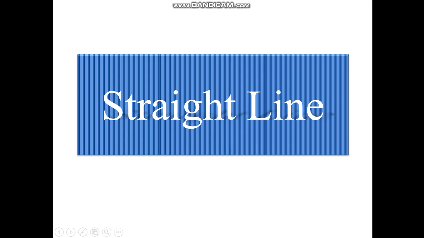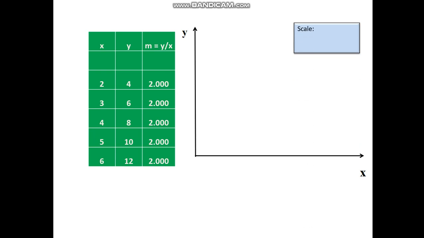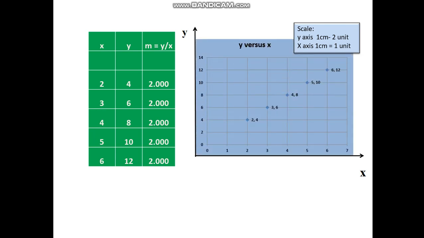As an example, let us see a straight line. So we have the x coordinates and the y coordinates as shown. Y divided by x will give you m. We take the y-axis and the x-axis, and we take the scale on the y-axis as 1 centimeter is 2 units, and on the x-axis 1 centimeter is 1 unit. And we get a graph like this by plotting the coordinates.